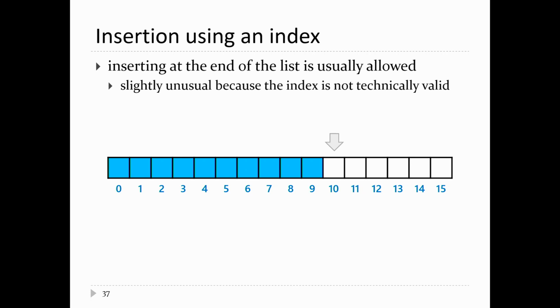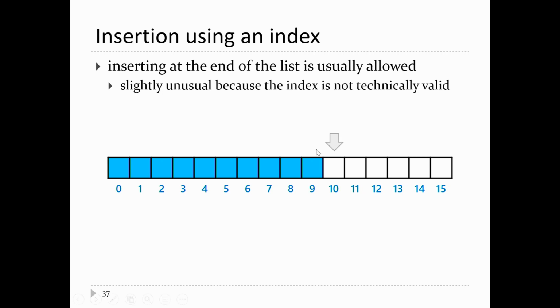Now the other odd thing about this method is that you're allowed to insert at the end of the list. So you're allowed to use the index 10 in this method. Now 10 is not a valid index for this list. The valid indexes for this list are 0 through 9. 10 is the next element in the list, so that's technically not a valid index.